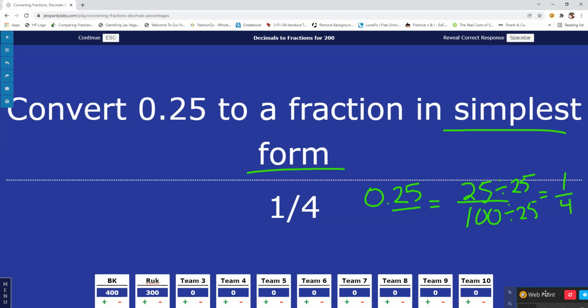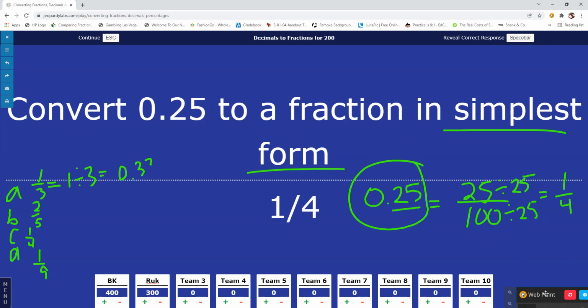Say, for example, you were on your test and you had choices A, B, C, D, and for the answers you had 1/3, 2/5, 1/4, and 1/9. If you struggle with simplifying fractions, I recommend that you convert the answer choices to decimals and see which one matches your answer in decimal form. If I do 1/3 to a decimal, that's 1 divided by 3, which gives me 0.333, and it keeps going on.